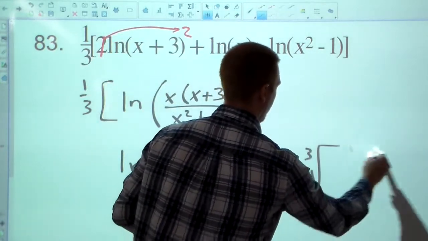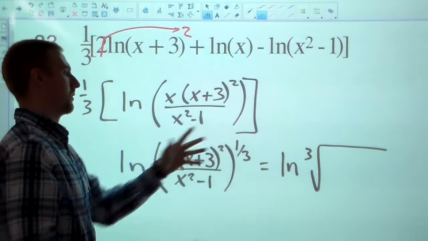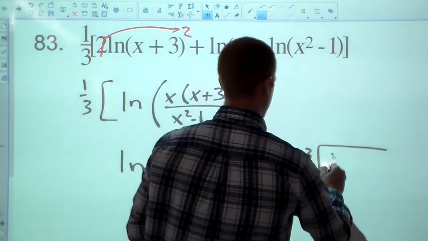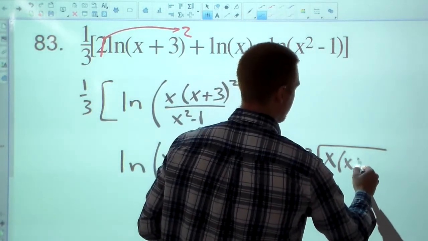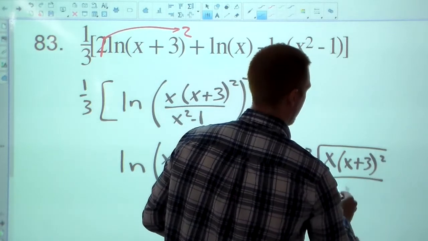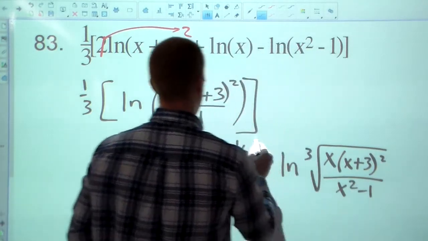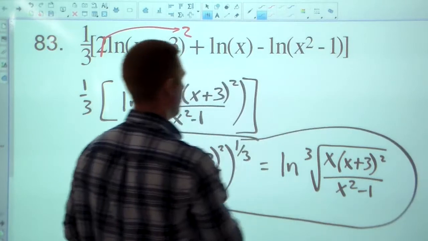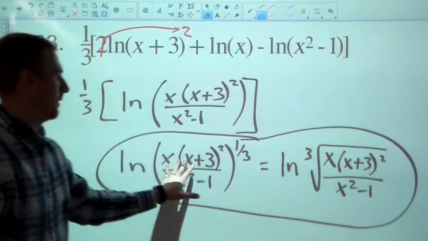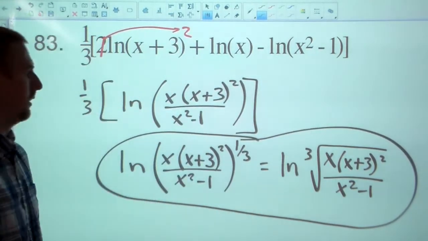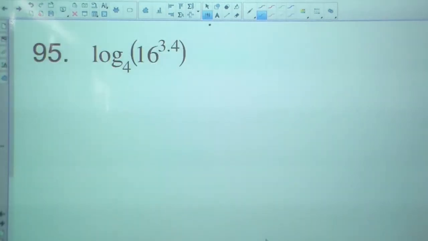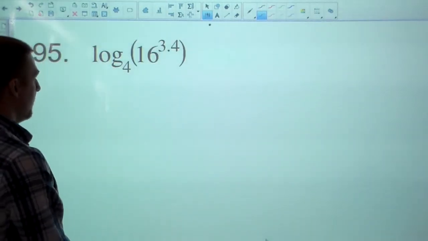So again, all they really did is they said, all right, 1/3 power, let's turn that into a cube root. And they just wrote everything else the way it already was. And they left it right here. So either one of these is fine. I would take either one on a test or a quiz. They're pretty much equivalent in my book, so that's good. Good either way. Now 95, log base 4 of 16 to the 3.4.